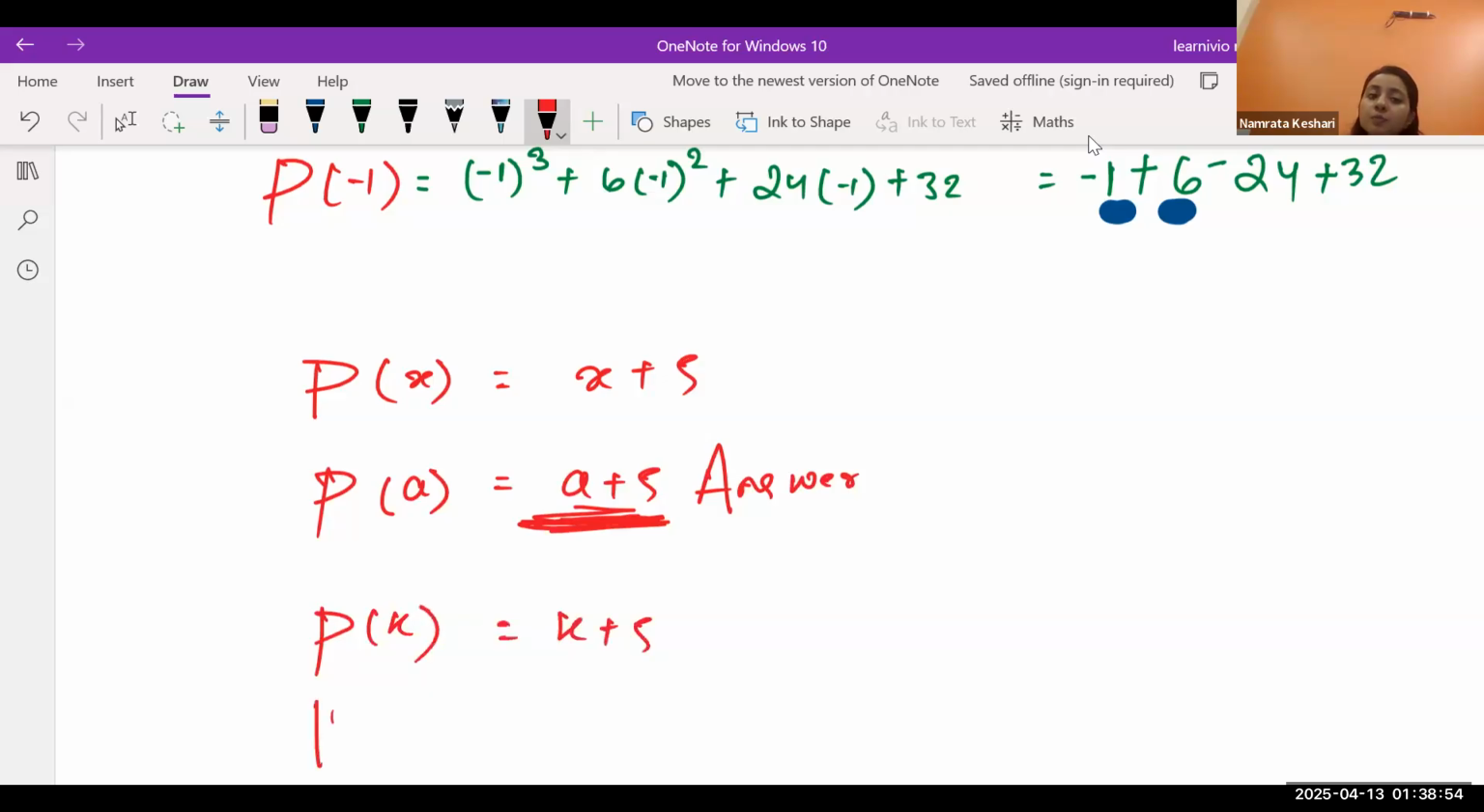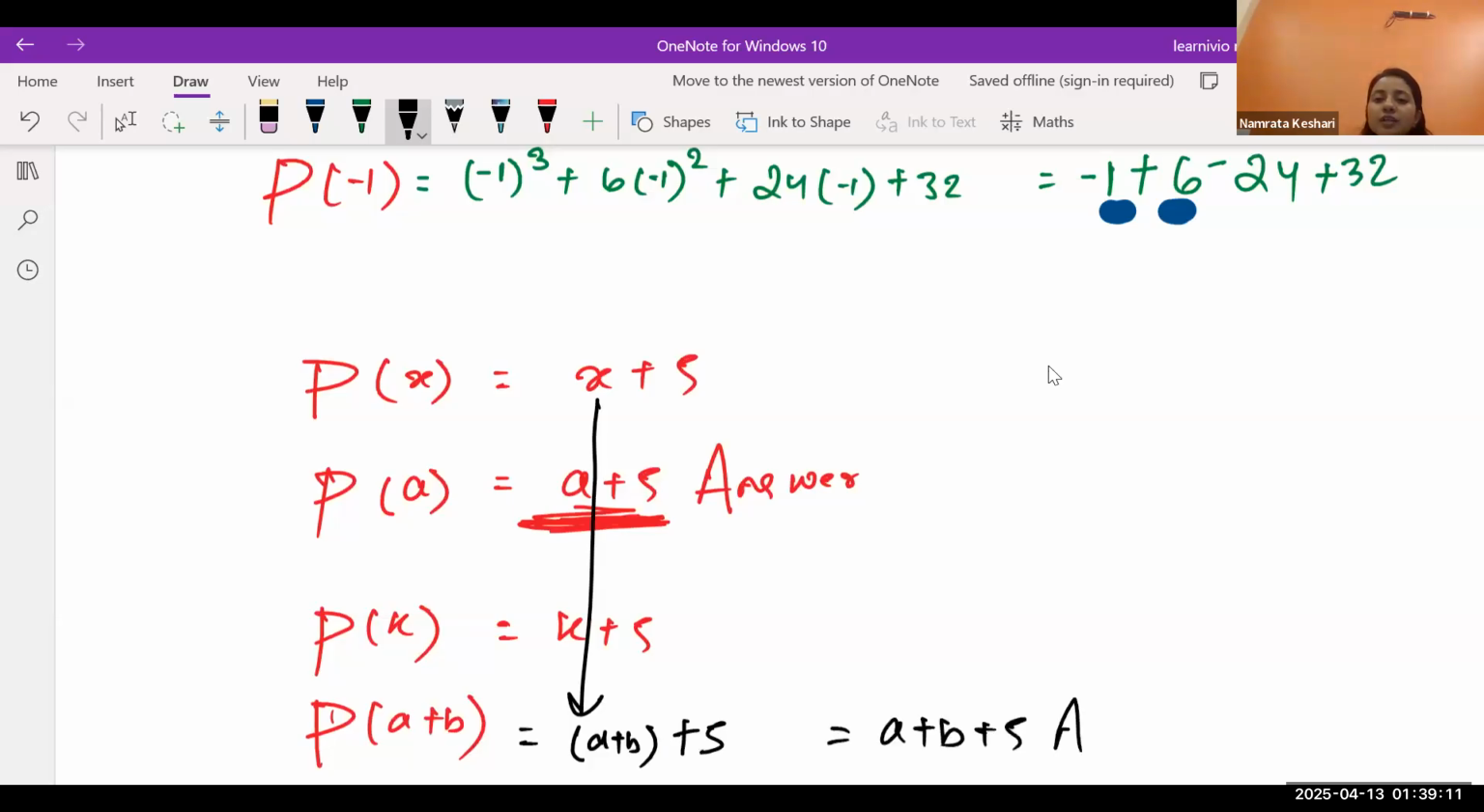P of a plus b will be, wherever x is there, this time I am going to put a plus b in the place of x, and 5 will remain as it is, and the answer will be a plus b plus 5. Are you getting it? Yes, ma'am. Okay, so apart from the numbers which you will be able to calculate, this type of scenario can be given to you anytime, and you just have to do the same thing. Here simplification is not possible. You can leave your answer as it is.